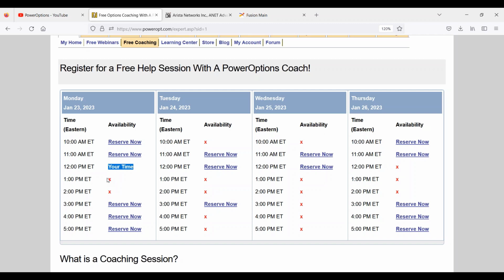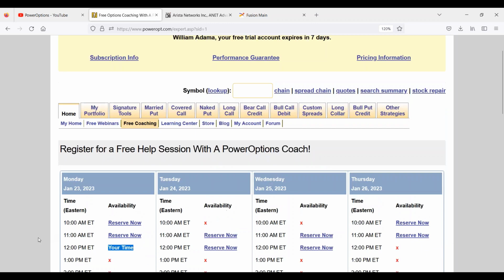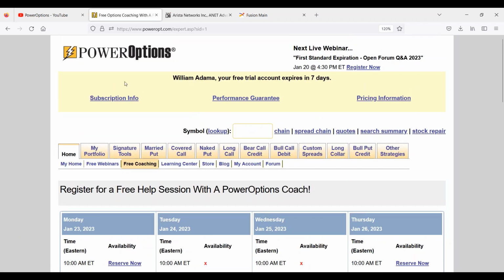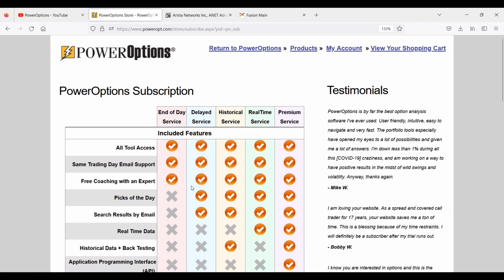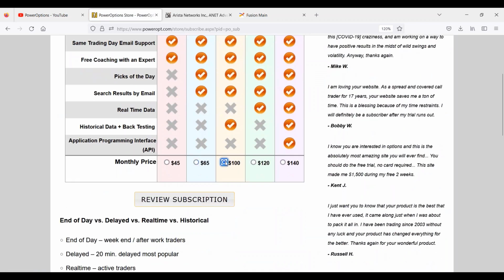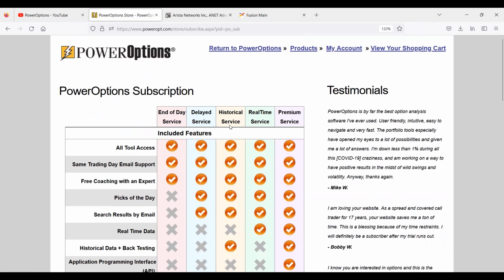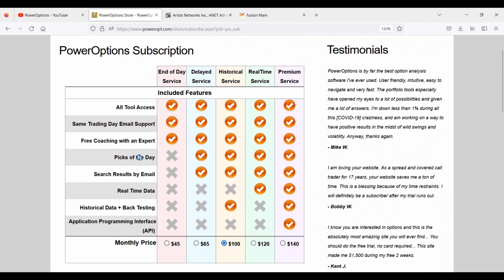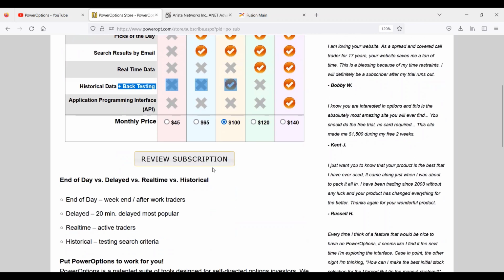But Ron's question was actually, is there a way to pay online or do I have to call in? You can do it any way that you want. Okay, so as I mentioned before, Ron, I went to subscription info on my trial. I'm actually going to take the historical level of service. I want the delayed data, which gives me access to picks of the day not available at the end of the day, the search results by email so I can have those sent to me, and the full access to the 6.5, 7 years of back testing data. I want to do that, and then I can just click on review subscription.